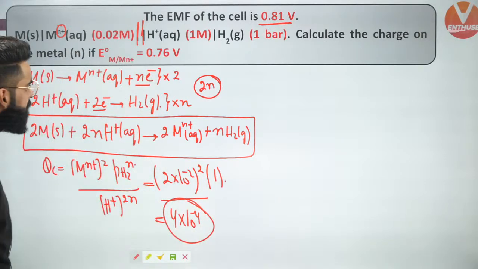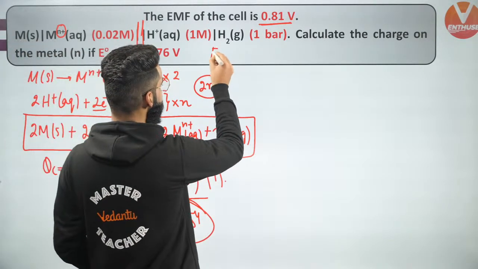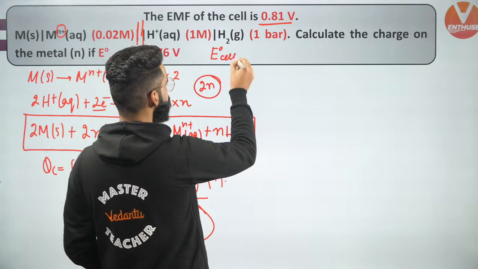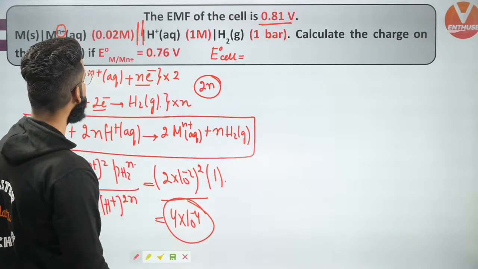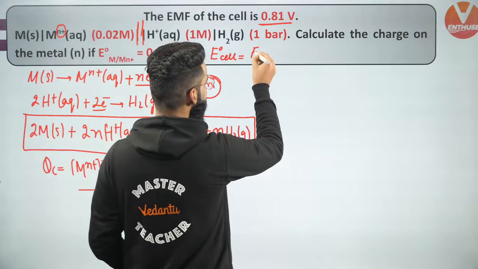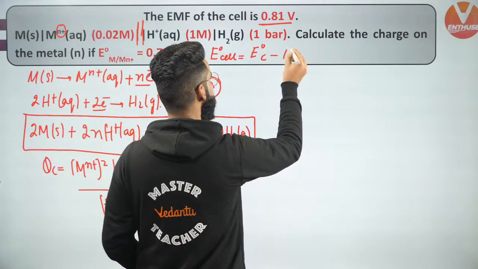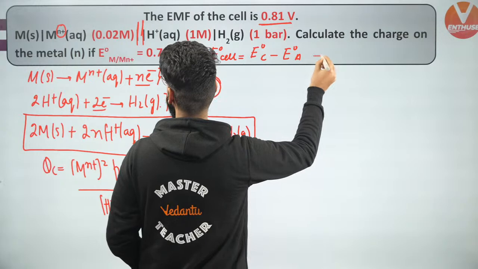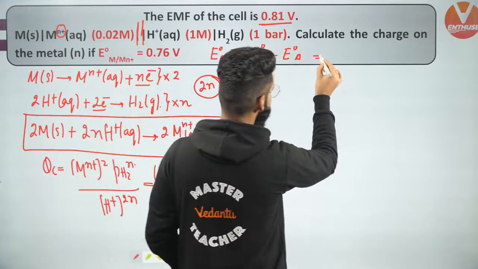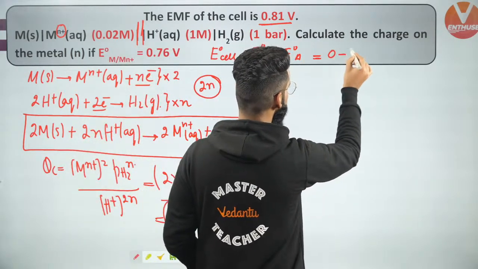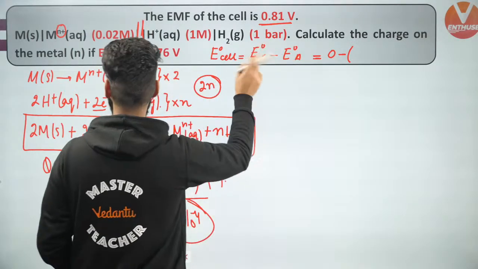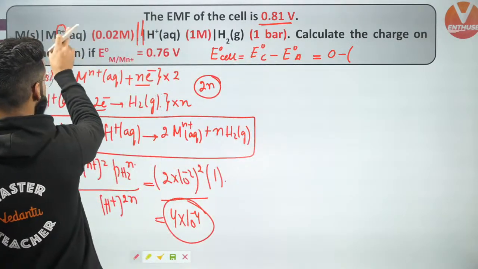Do we know the E naught cell value? Let's get it as well. E naught cell will be equal to E naught of cathode minus E naught of anode. The cathode is your hydrogen electrode, so its standard reduction potential will be 0, minus the standard reduction potential of the anode.